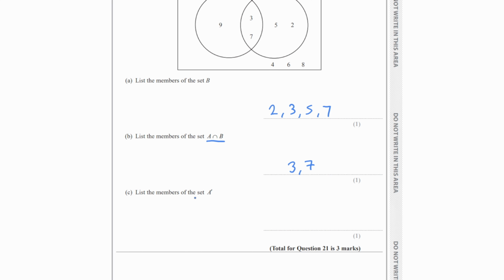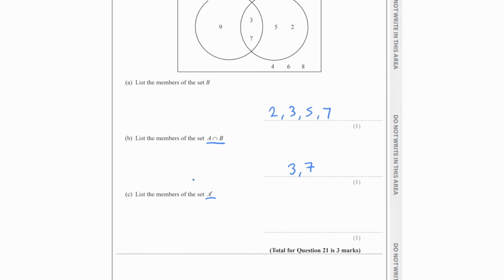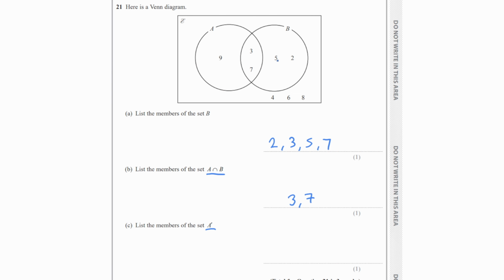Okay, so part C, list the members of the set A dash. So that is the complement of A, in other words, everything not in set A. So if we come up and have a look, we want to just write down everything that's not in A. So these terms are not in A, and these terms are also not in A. So we'd say 2, 4, 5, 6, and 8.